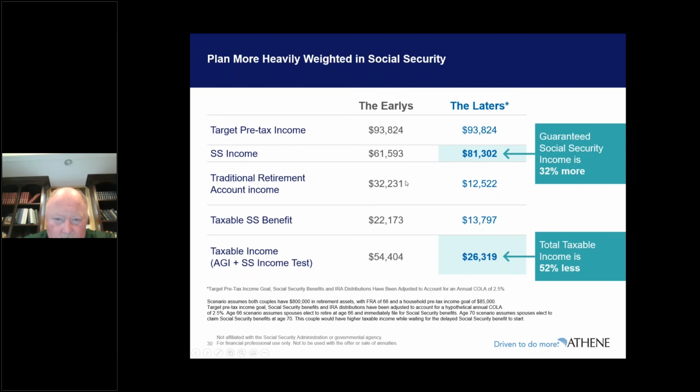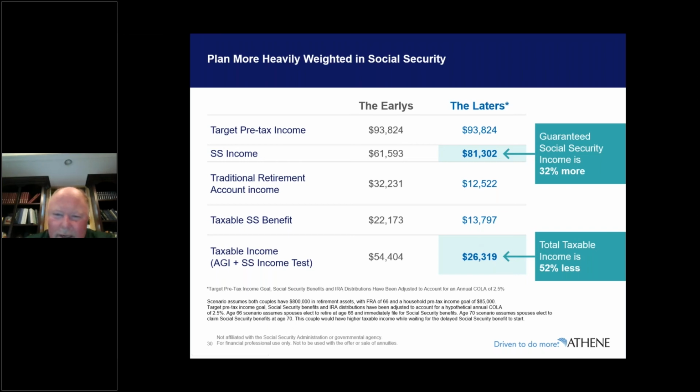Now, the gap, which we're going to assume is fully filled by a fully taxable IRA distribution from the 800,000, for the earlies is 32,231, up from 29,2. The laters, of course, we've already established, is 12,522. The taxable Social Security is 22,173 for the earlies, so out of 61,593, 22,173 is taxable. And for the laters, they've got 32% more guaranteed Social Security income, and they've only got $13,797 of taxable Social Security income. So when you add together that fully taxable IRA distribution to cover the gap and the taxable Social Security, what you have is not only a plan that's delivered for significantly less capital and taking them from woefully underfunded to effectively fully funded, but the total taxable income on 93,824 is 26,319.